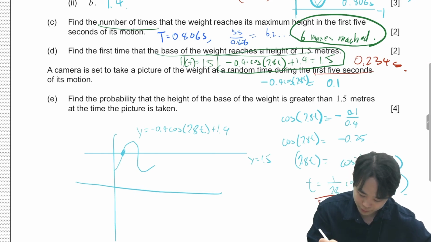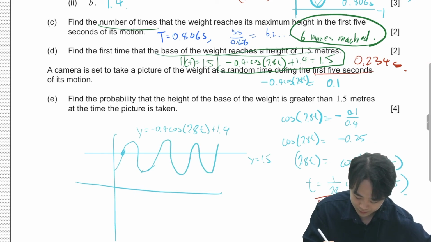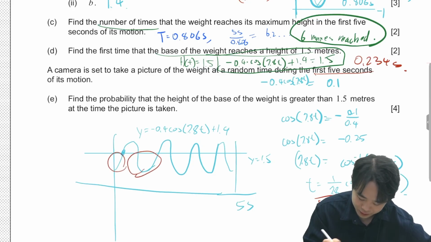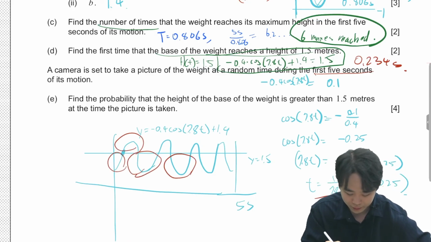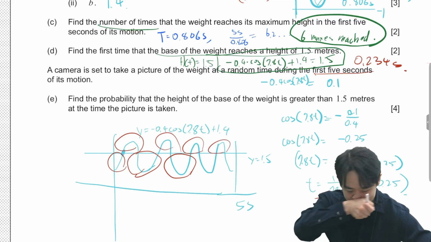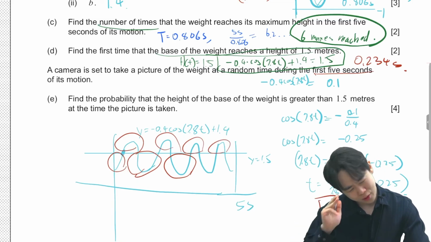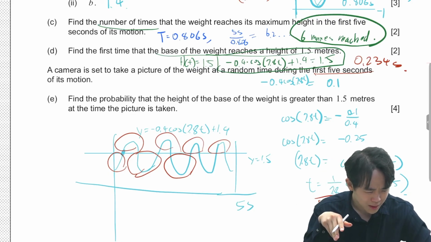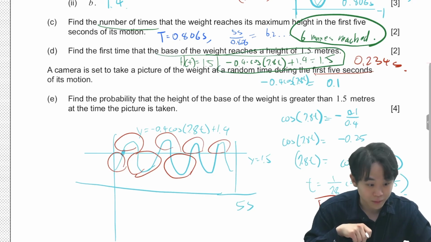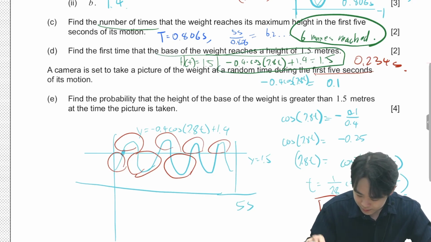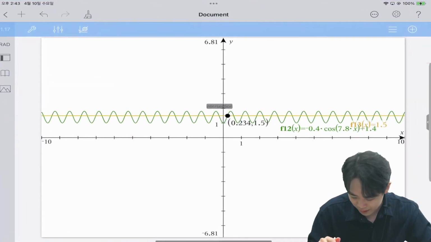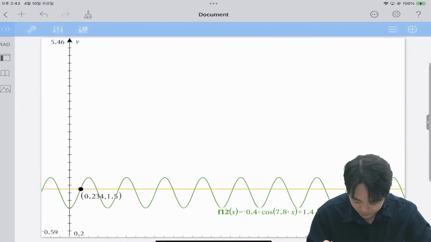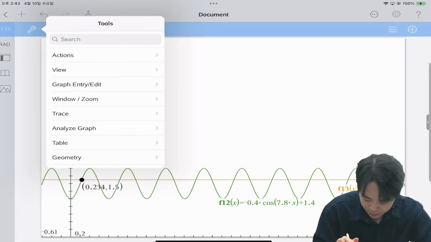Okay, so we know it's fluctuating throughout all these times. During the first 5 seconds, we just need to find the entire duration for which this is greater than 1.5 meters. So we go back to the graph and take note of all the times for which we are above the 1.5 meter mark.